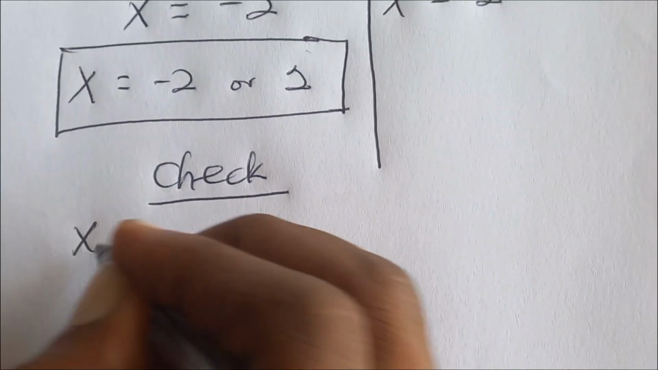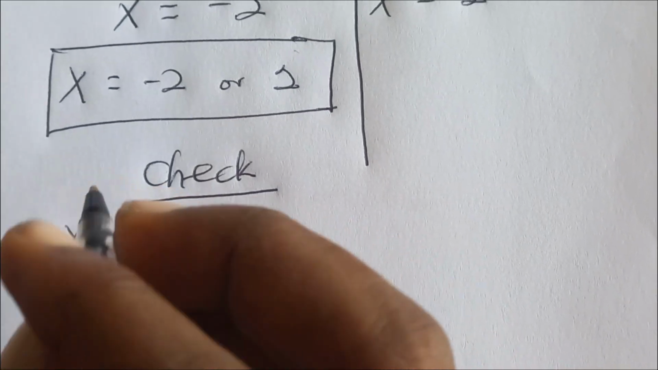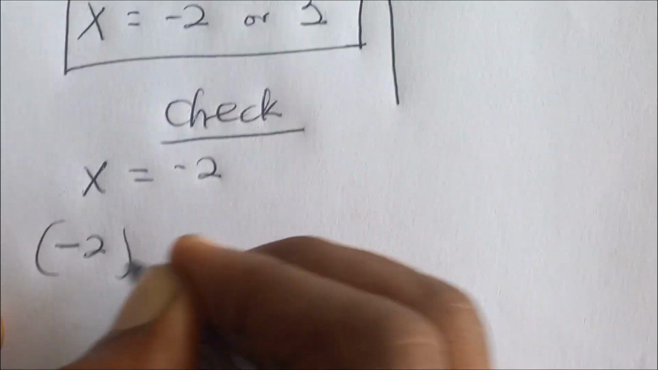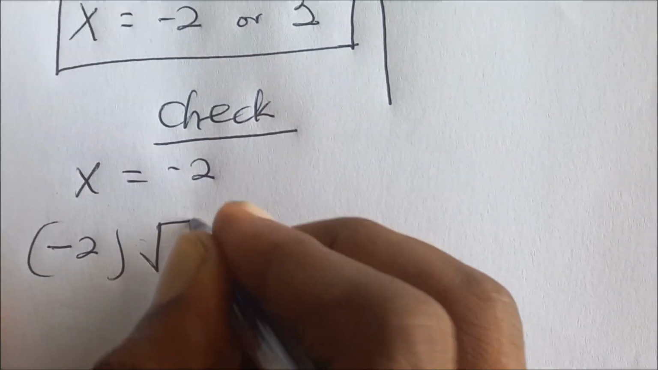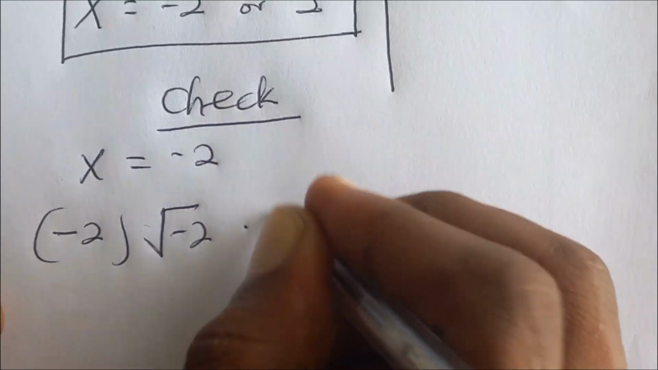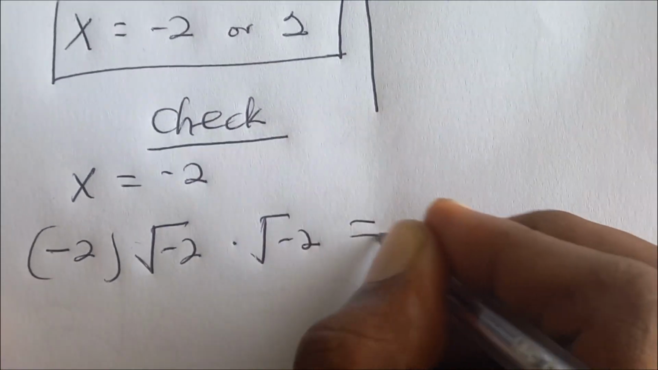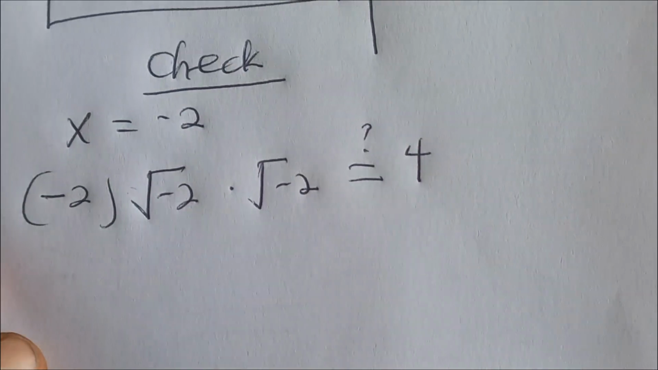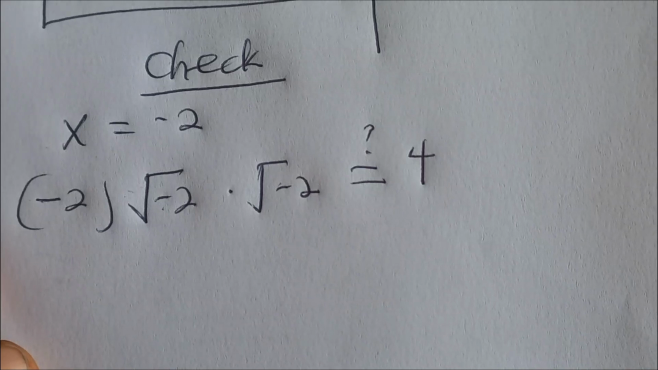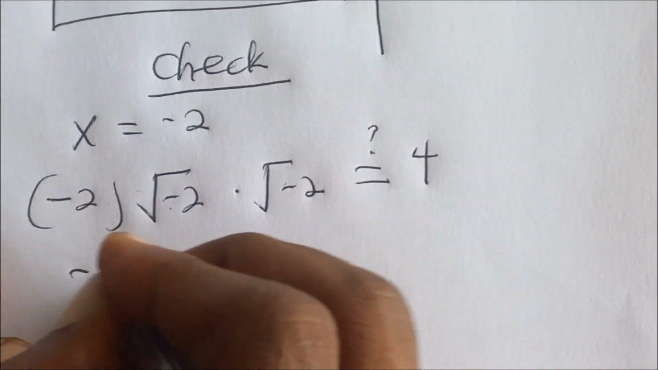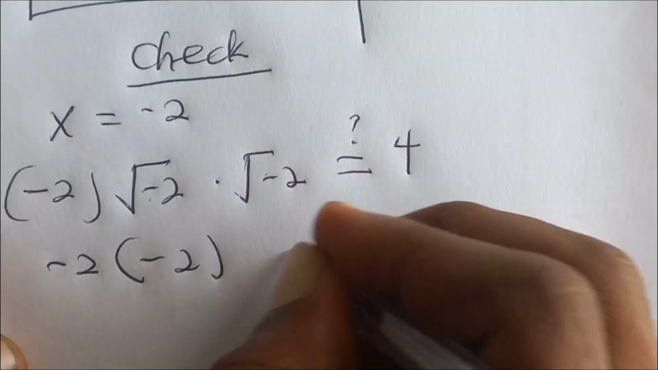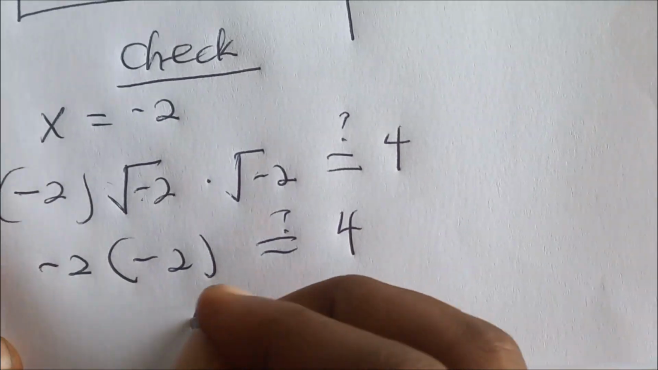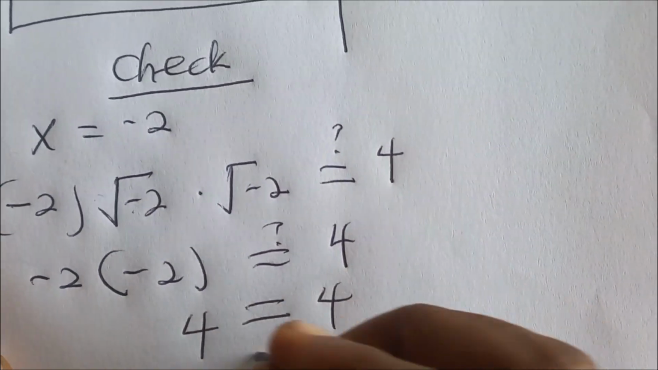When x is equal to negative 2, our equation now becomes negative 2 times root negative 2 multiplied by root negative 2, and this should give us 4. So this and this, we are getting negative 2. So negative 2 into bracket negative 2 is equal to 4. Negative 2 times negative 2 is 4, which is equal to 4.